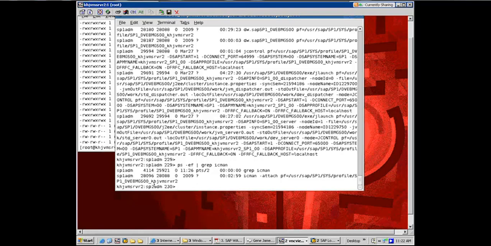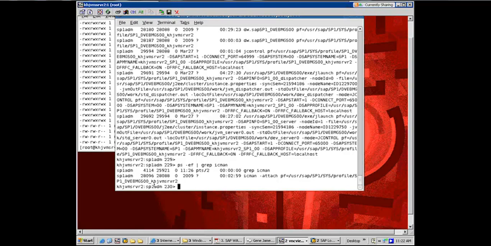Basically, there are only two main processes. One is your message server, and one is your dispatcher, right? I mean, main key processes. Later, you know, like DB, whatever that. Yeah, they're all started by the dispatcher.